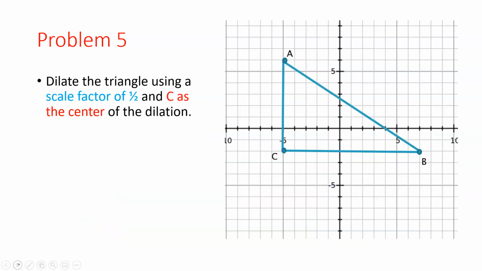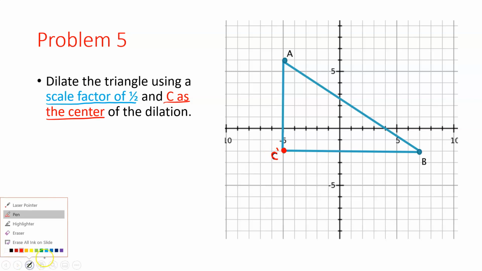Okay, problem number 5 says dilate the triangle using a scale factor of 1/2. So I know this is going to shrink it. And this time, though, we're using C as a center. So C will not move. Okay, I can't use the coordinates this time. C is also going to be C prime. So this time we actually have to focus on the lengths.